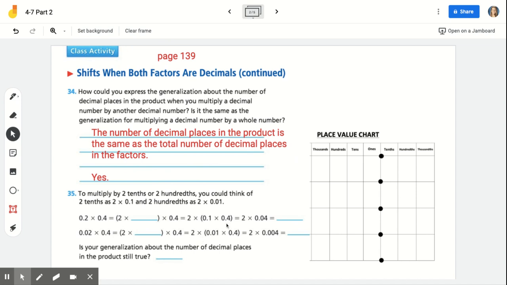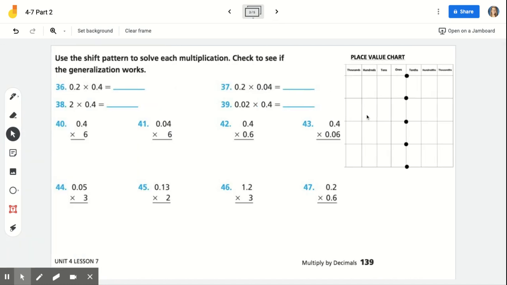We could ignore the decimals, multiply as if they're whole numbers, count the number of decimals, and then place the number of decimals in our product. Or we could use the shifting pattern where we basically break apart our multiplication sentence into three different factors and create this long multiplication chain and use our shift patterns. The strategy that works, I think, the best after teaching this for many years is going with the generalization rule, counting the number of decimal places and solving, okay?